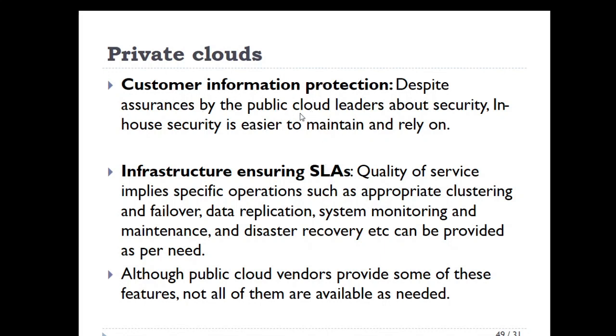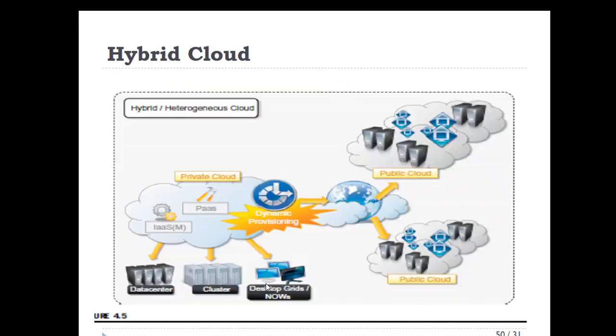Customer information protection: it's understood that because we are having the data in our own premise, customer information is protected. Infrastructure ensuring SLA, service level agreement: quality services are obtained, and they provide a very good quality of service, such as appropriate clustering, failover, data replication, system monitoring, maintenance, disaster recovery. All these are the functions which ensure that good quality is maintained, and all these factors are written in an SLA. All the public cloud vendors provide some of these features, but not all of them are available as needed. So all these are the features provided by private cloud, and most of them are provided by public cloud as well.